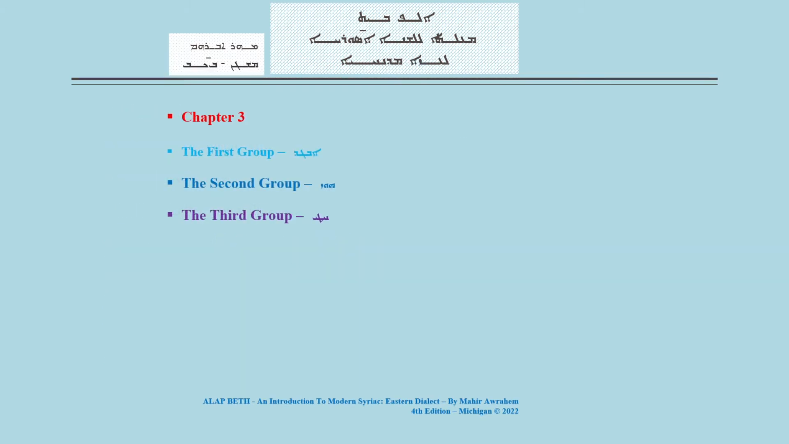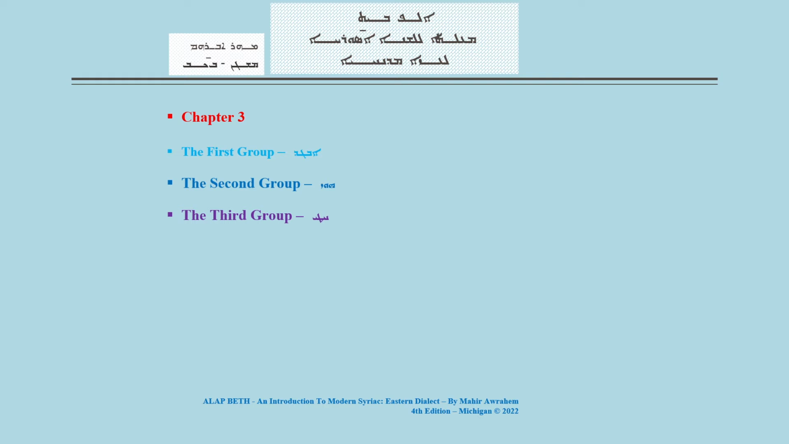Here are the groups: Alep, the first group Abgad, the second group Hawas, the third group. If you look at each one, the first one is made of 4 letters, the second one is made of 3 letters, and the third one is made of 3 letters. So in total we're going to cover today 10 letters with the 7 vowels.